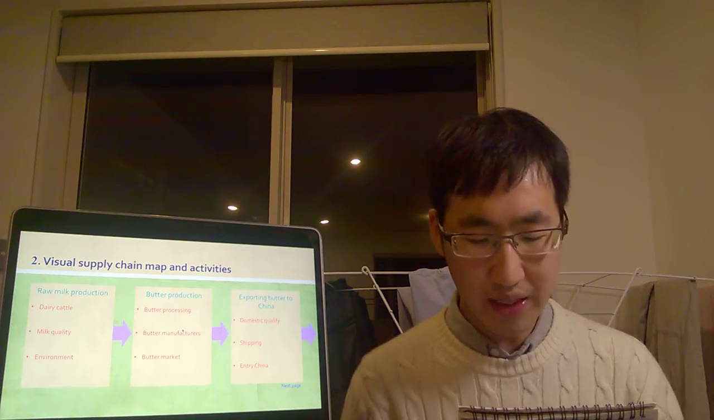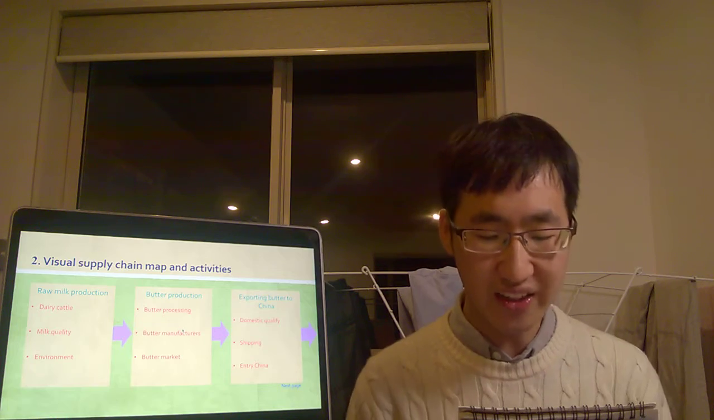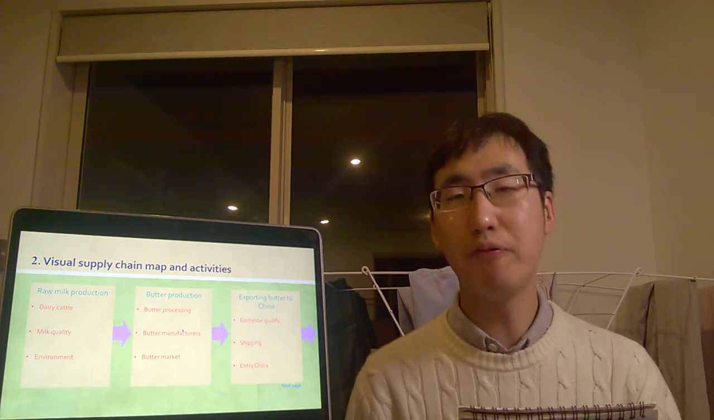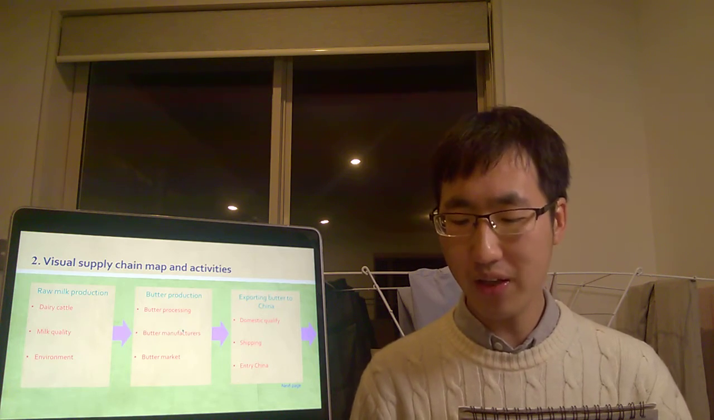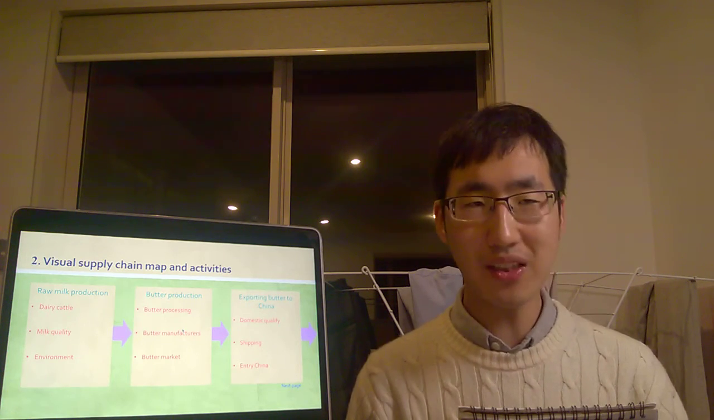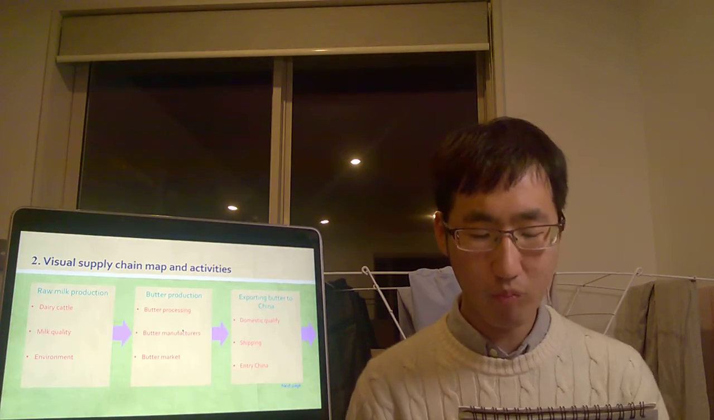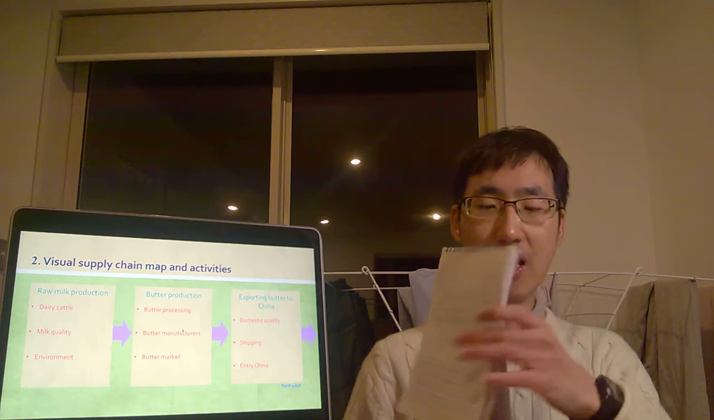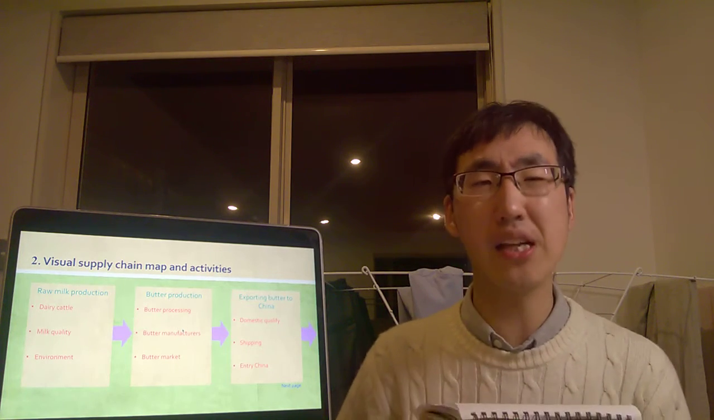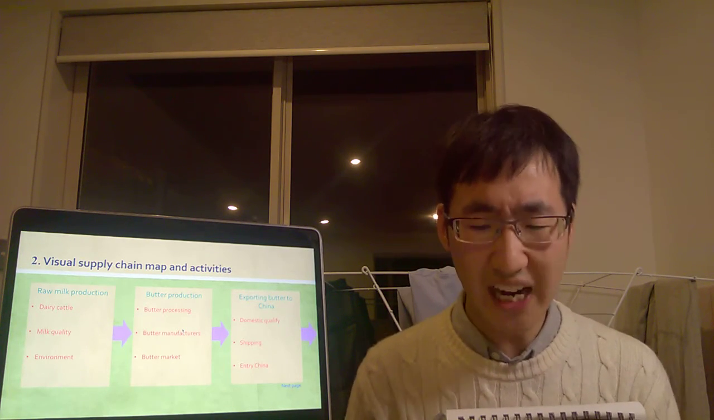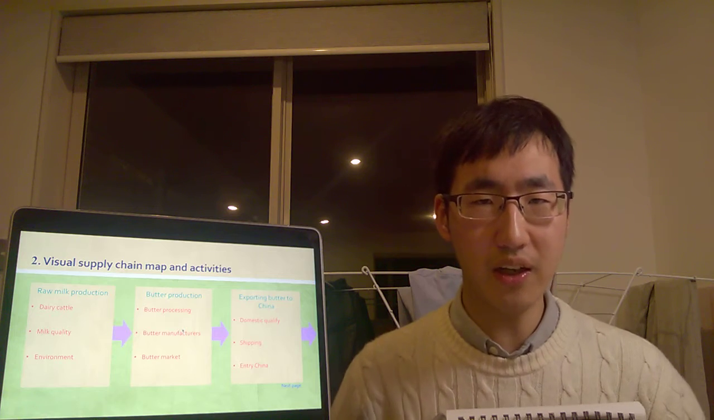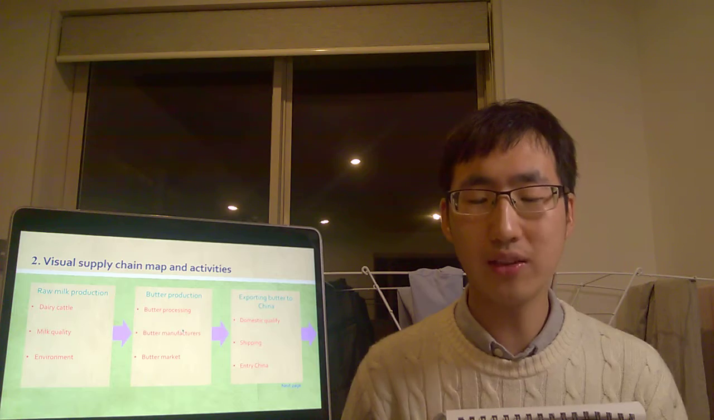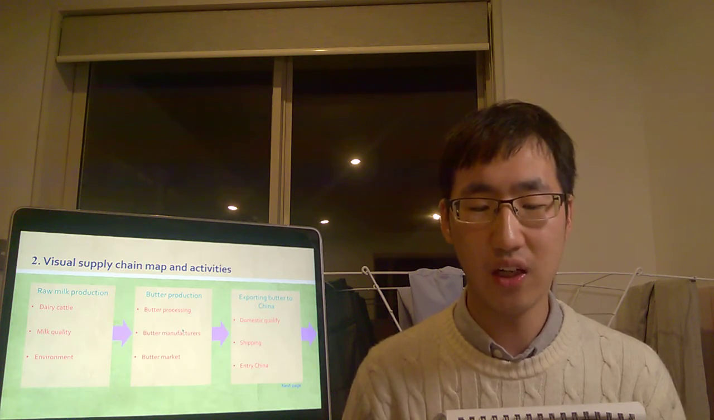The third activity is exporting butter to China. In this activity, regulation will influence 3 aspects. For the first aspect, there will be regulations existing in the domestic quality checking. And shipping is another aspect that will be influenced. And the last aspect in this activity is entry to China. In this aspect, the main body for regulations will transfer to Chinese government departments.